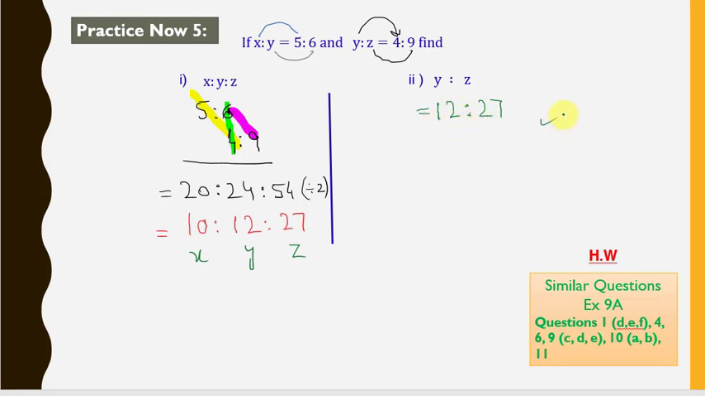Now you will do similar questions. I mean you will use the same concepts in all these questions of exercise 9A. Question 1, parts D, E and F. Question number 4, question number 6, question number 9, and it has 3 parts, C, D and E. You will do it in a similar fashion as we did both worked example 5 and practice now 5. Then question number 10, A and B, and then question number 11. For your guidance, I am also going to solve all these questions, but it is advised that you pause the video over here and then try to solve these questions by yourself.